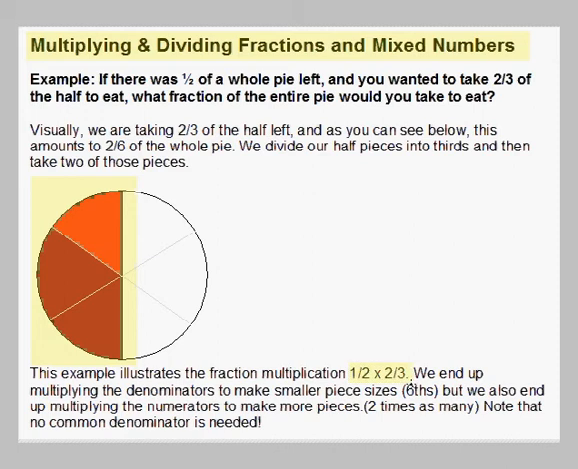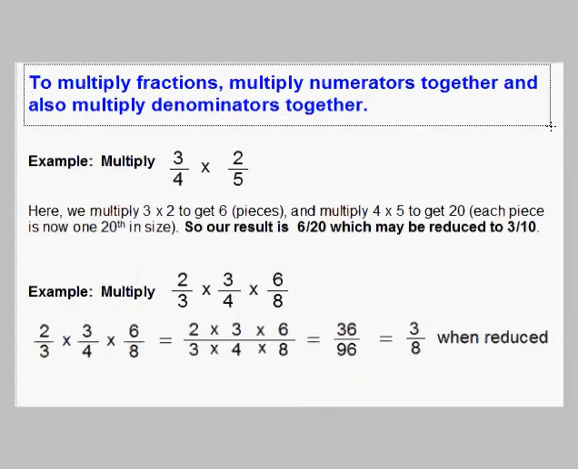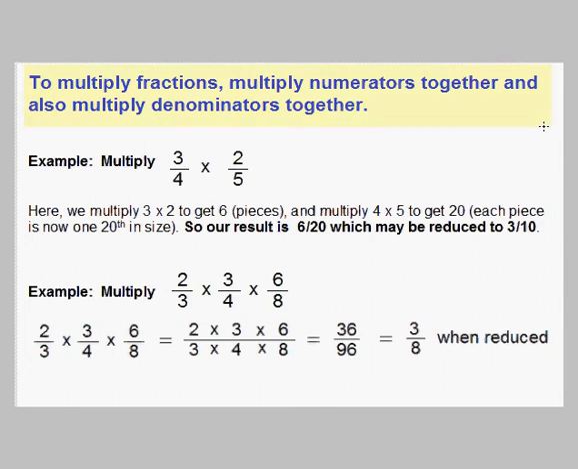We end up multiplying the denominators, 2 times 3, to make smaller piece sizes, which are sixths, but we also end up multiplying the numerators to make more pieces, 2 times as many. So our answer is 1 times 2 over 2 times 3, or 2/6. And as you note, 2/6 here is 1/3 of a pie, and we also know that 2/6 reduces to 1/3. So out of this example, we get the rule to multiply fractions: multiply numerators together, and also multiply denominators together.